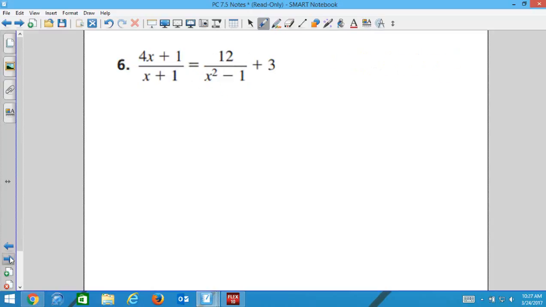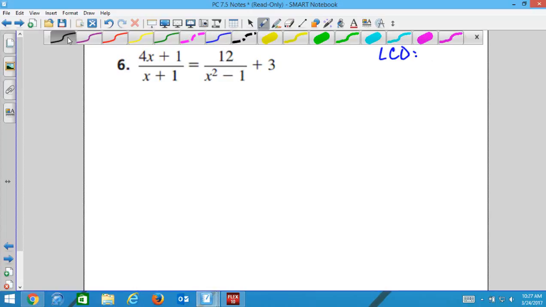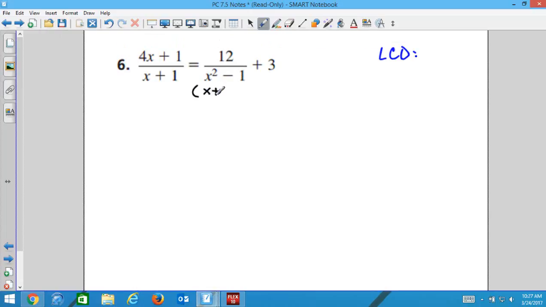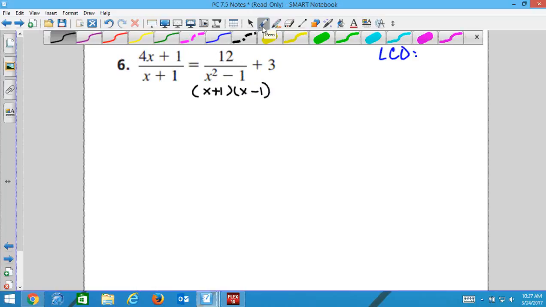All right, how about the next one? This one we are going to work out the whole thing. Do any of the denominators factor? What factors? So this is a difference of squares, x plus 1, x minus 1. So the LCD, this one already has x plus 1. So I'm not going to just multiply them together.